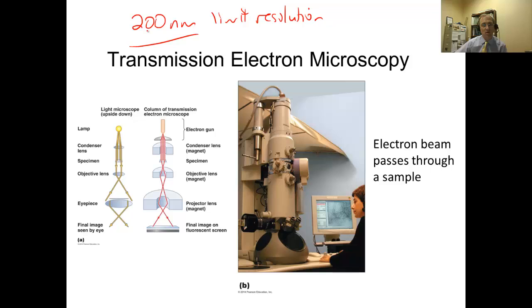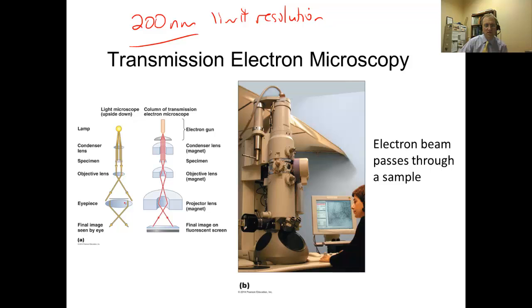Instead of using a light beam, a light source of visible light, it uses an electron beam to pass through that sample. The basic principle of the transmission electron microscope and the light microscope is exactly the same. My light microscope diagram here is now upside down from what we saw before. The light source is up here at the top, passing through the condenser, the specimen, the objective, and ocular lenses until it's seen by the eye.